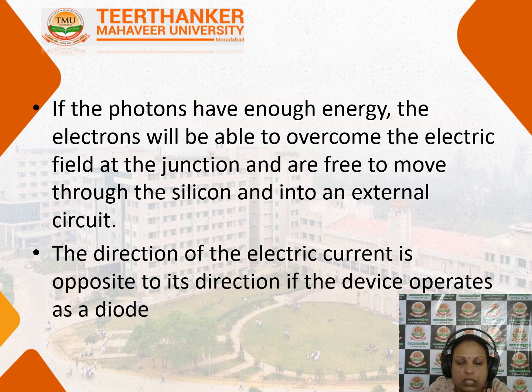Then if the photons have high energy, that is enough, the electron will be able to overcome the electric field at the junction, and they are free to move out through the silicon into the external circuit. So that electron produced with high energy will move in the circuit. Now the direction of the electric current is opposite to the direction of the electron flow.